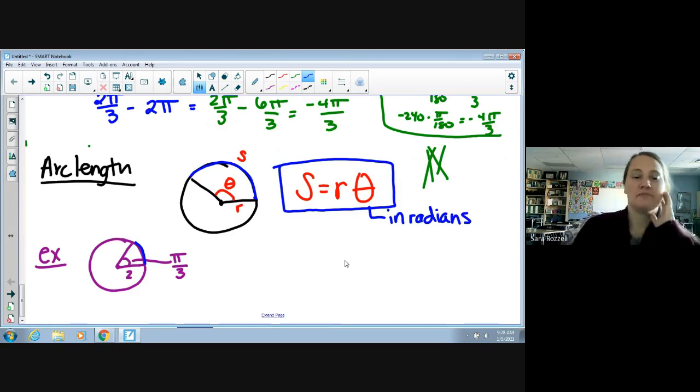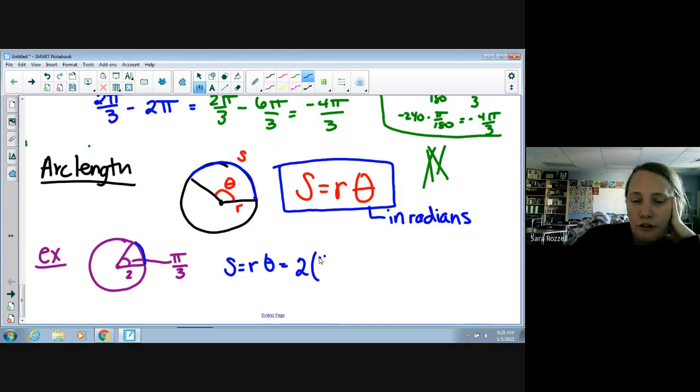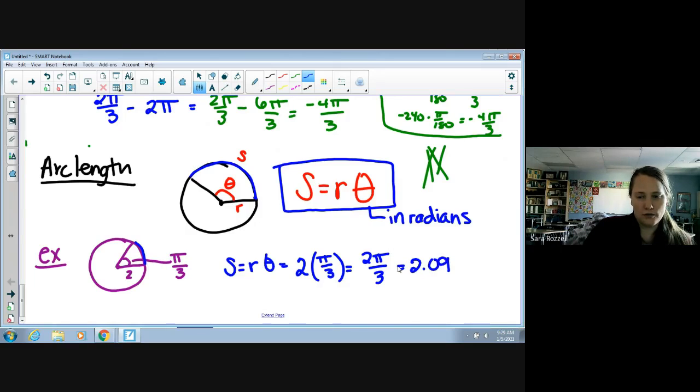But okay. All right. So if I've got a radius of 2, an angle measure of pi over 3, and I want to find this arc length, I'll use my formula. S equals radius times the angle. Our radius is 2. Our angle is pi over 3. So our arc length is 2 pi over 3. And if they want it in decimal form, just put 2 pi divided by 3 in the calculator. And that is 2.09, whatever units you're in.